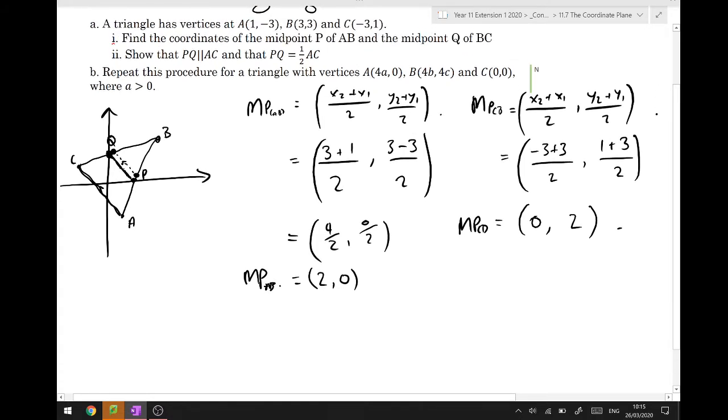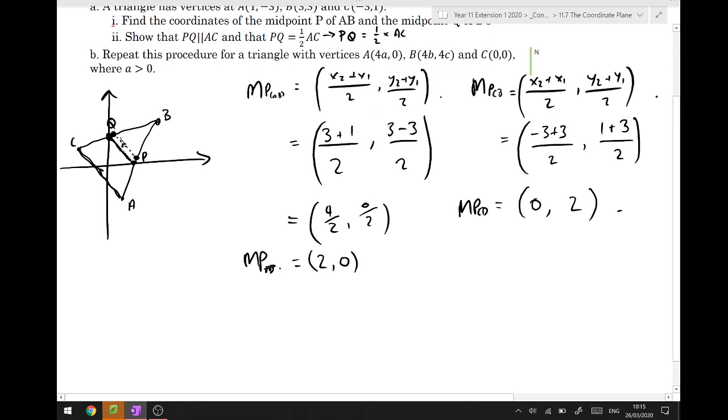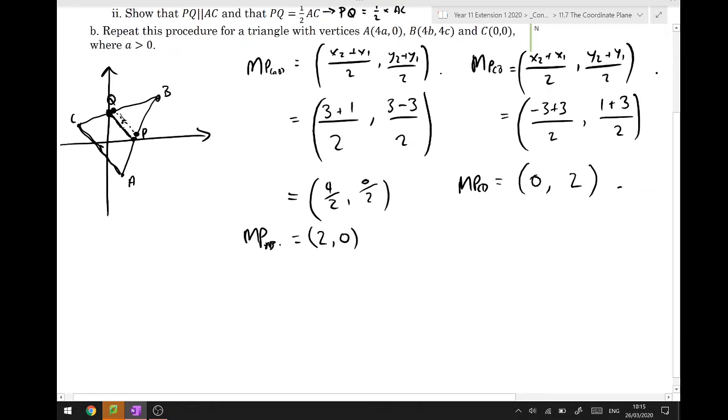And I just want to add, when you are reading these, you read them literally. PQ is equal to half, remember what times means, of AC. That's literally what it means: PQ is equal to half of AC. So what we need to do is show that this distance is actually half of that distance. Okay, so we'll do that in a moment. So first we're going to show that they're parallel. To show that they're parallel, we look for the gradients.